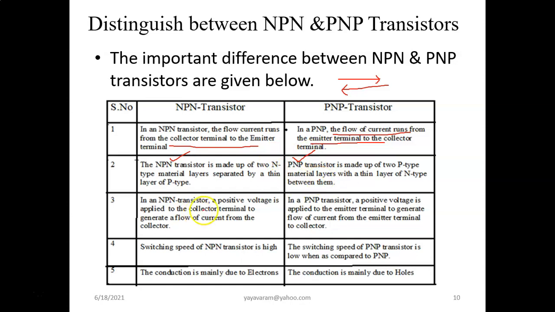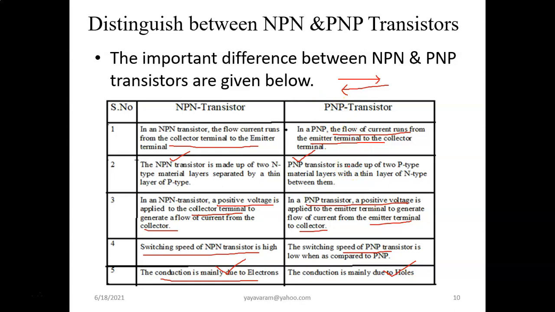You can write like this also. In an NPN transistor, a positive voltage is always applied to the collector terminal to generate the current. In a PNP transistor, a positive voltage is applied to the emitter terminal to generate the flow of current from emitter to collector. Remember, here it is from collector to emitter. That's the difference. So the switching speed of NPN is very high, and the switching speed of PNP is slightly less. Conduction is mainly due to electrons in NPN. Remember, of course there may be holes, but mainly due to electrons. In PNP, the conduction is mainly due to holes, because they are majority charge carriers.